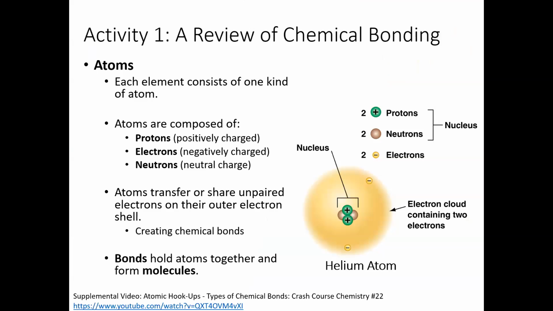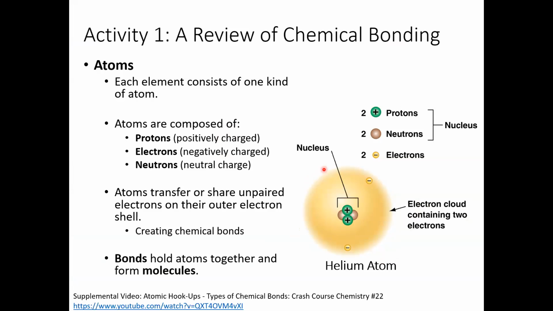So first we just need to learn about atoms. Each element consists of one kind of atom. Atoms are composed of, sorry, let me go ahead and change this before I go any further. So here we have a helium atom. In the nucleus, we have protons, which are represented in green, and those are positively charged. And we have neutrons, which are represented in brown, and those are neutral. So our nucleus consists of protons and neutrons.